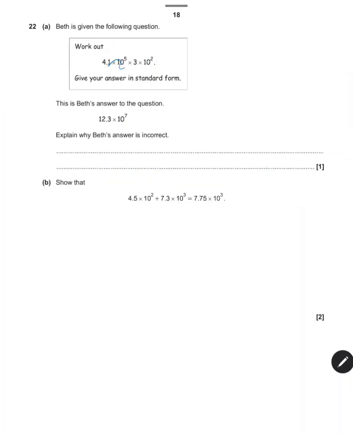Question 22, we've got a calculation with standard form and multiplication, and it says give your answer in standard form, and this is Beth's answer. You can see here that her final answer is 12.3. Well, for standard form, this number needs to be below 10. So her answer is not in standard form. That number there is too high.